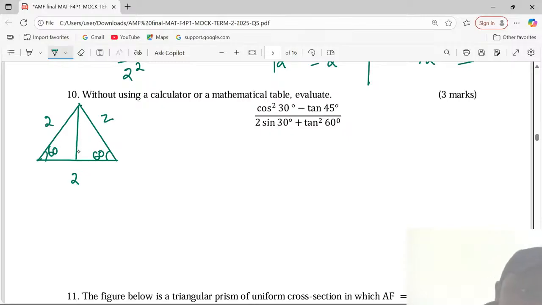When you bisect like that, the angle here becomes 30. And if it has become 30 and the angle at the base becomes right angled, we can find the height. Let's find the height here.